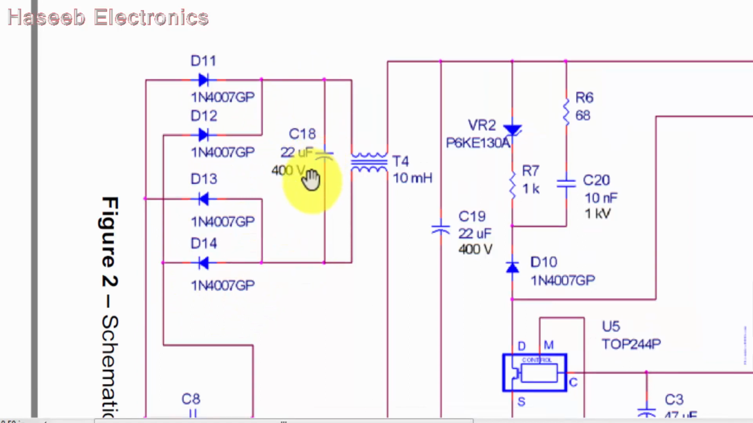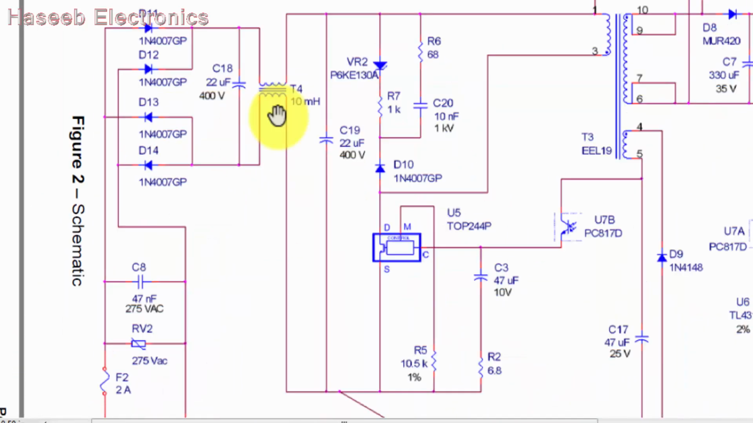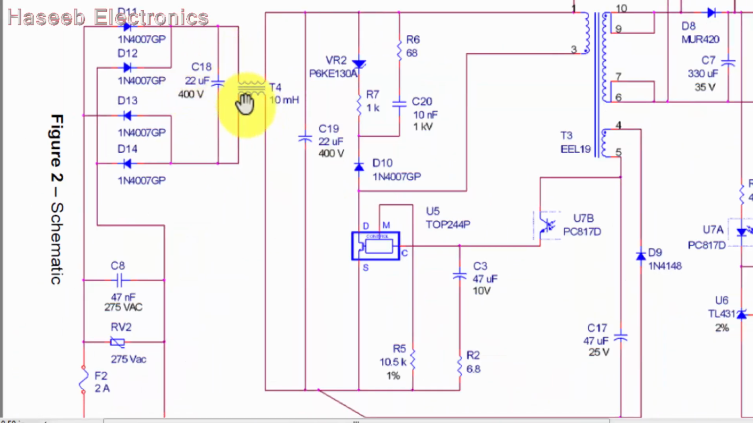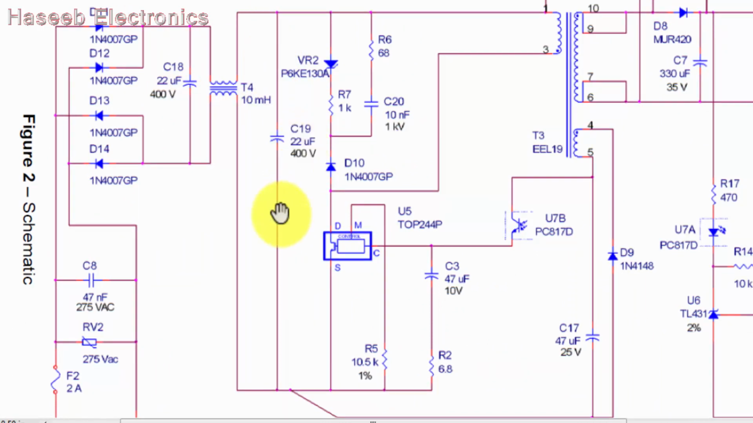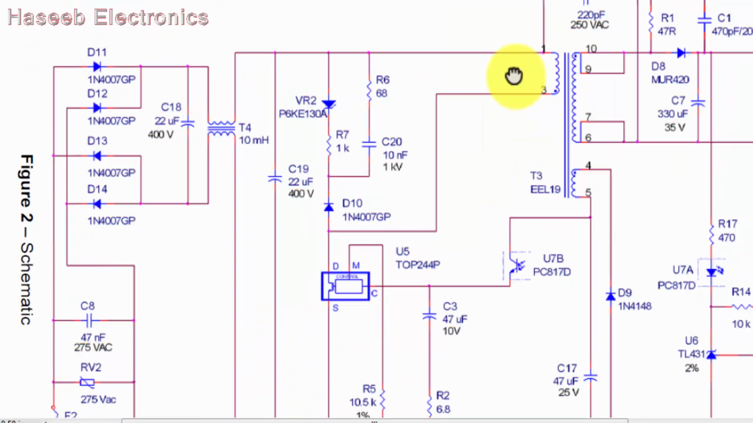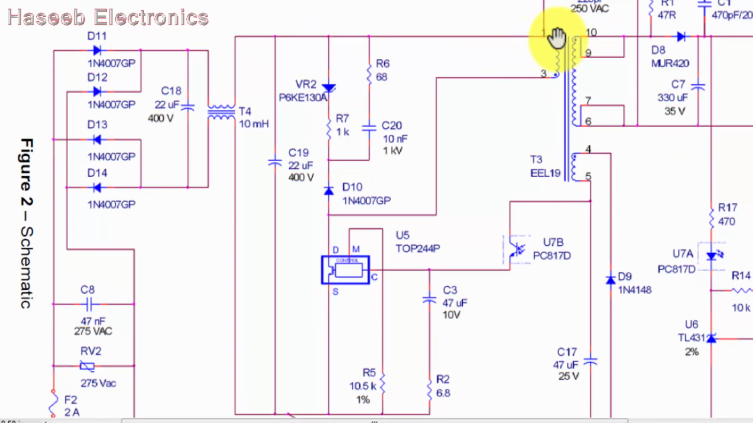Here we receive rectified voltage in the output of the bridge. Then we have 10 mH dual line filter. It is connected in the output of the bridge rectifier. Filtered positive voltage is applied to this C19, 22 microfarad capacitor, 400 volts, and the negative side is connected here. Positive line is directly connected to transformer primary pin number 1.